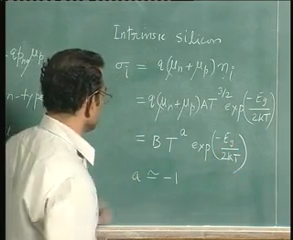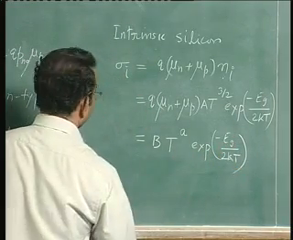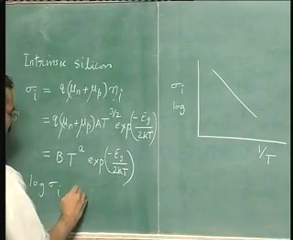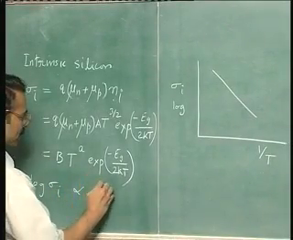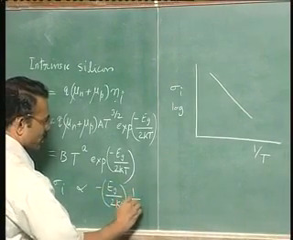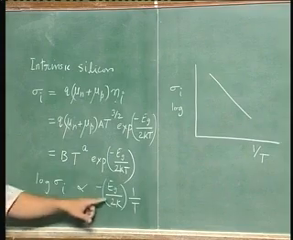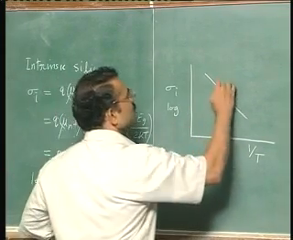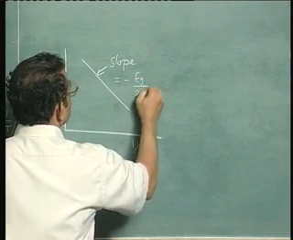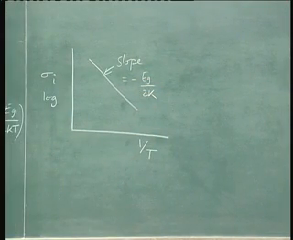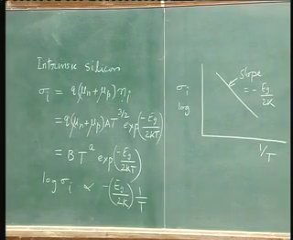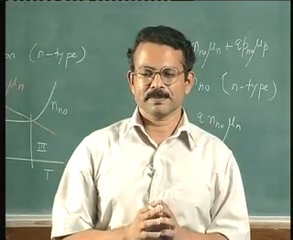So if I sketch log sigma I, it will be proportional to minus Eg by 2K into 1 by T. That is what you get if you take the log. So the slope of this is equal to minus Eg by 2K. From the slope of the resistivity versus reciprocal of temperature graph for an intrinsic semiconductor, one can get the energy gap.